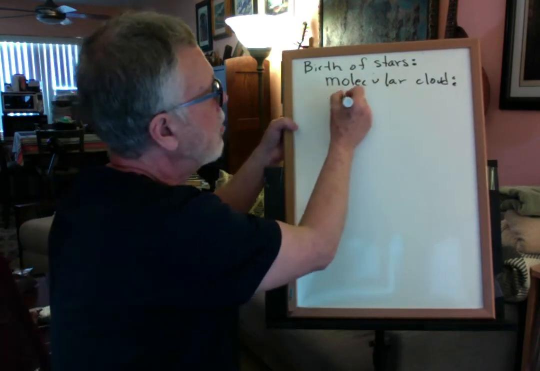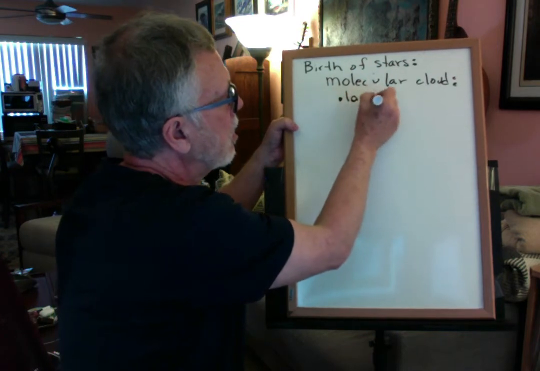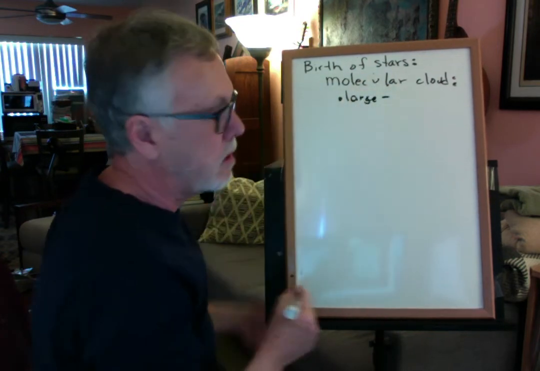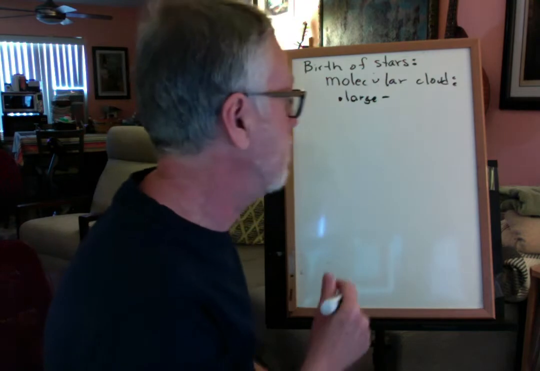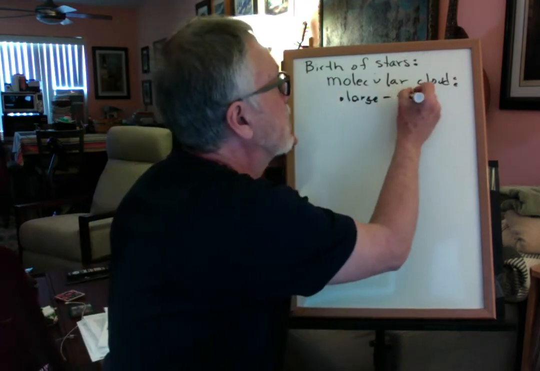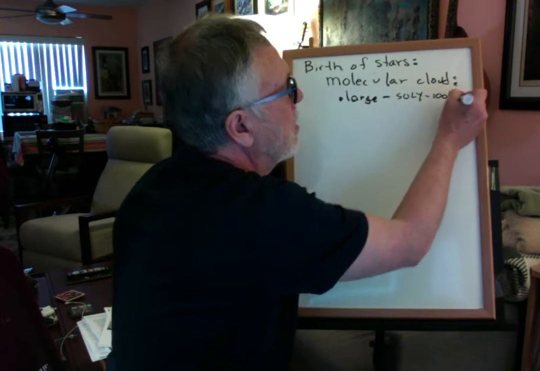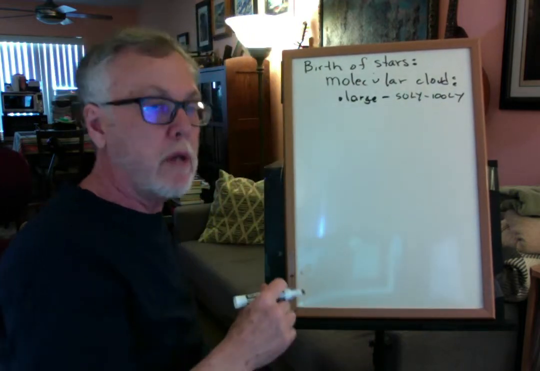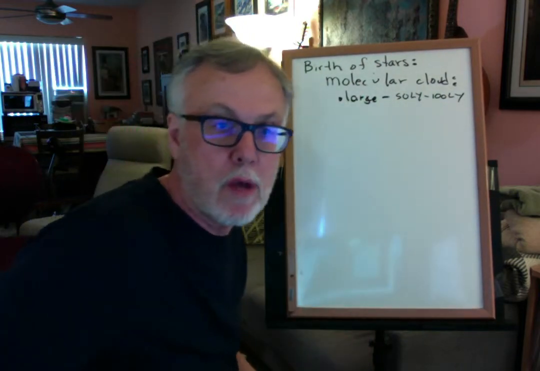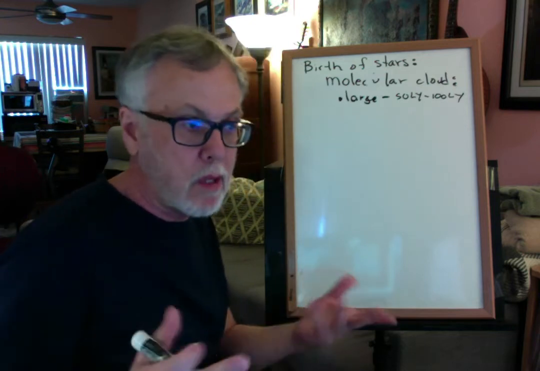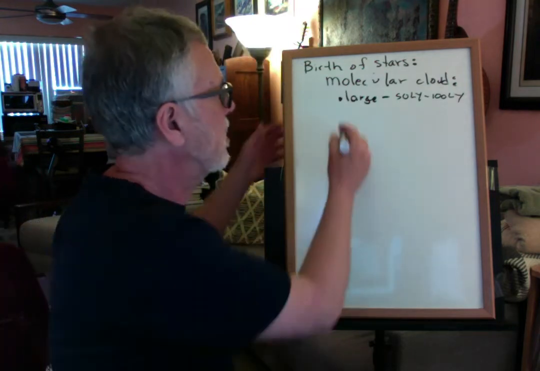These are very large areas. And so when we say large, we're talking 50 to 100 light years across, or even greater sometimes. So a huge amount of space. Remember, a light year is roughly about 6 trillion miles across. So it's a tremendously large region of space.